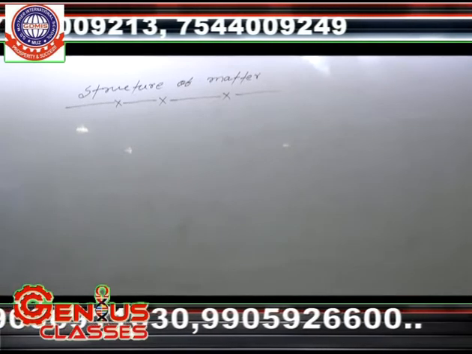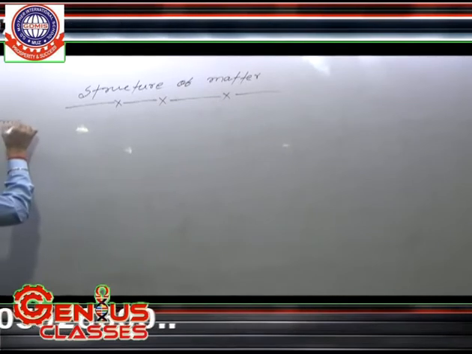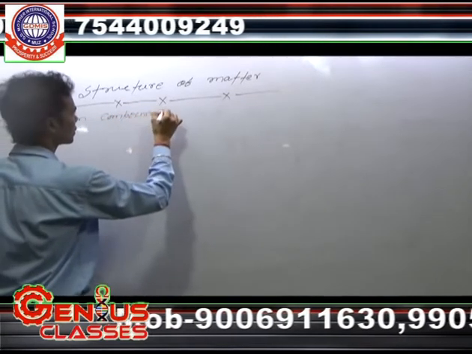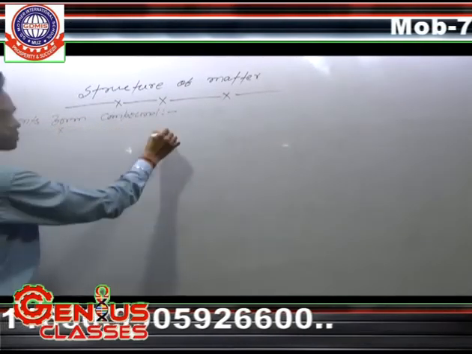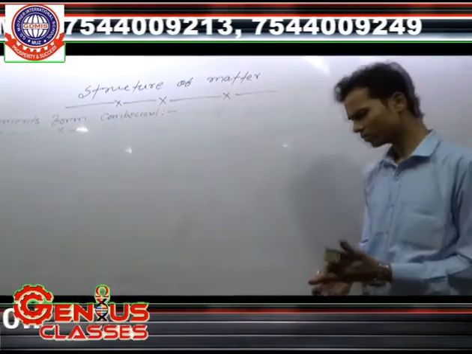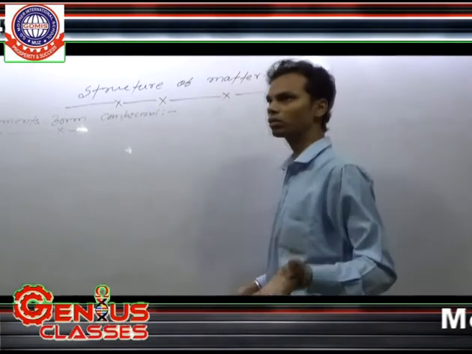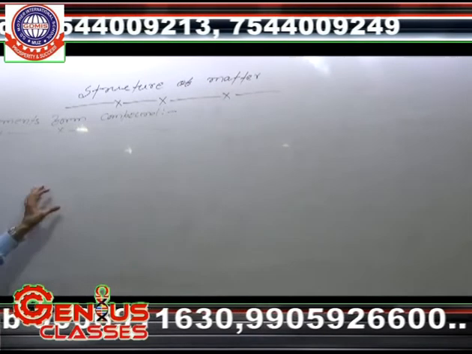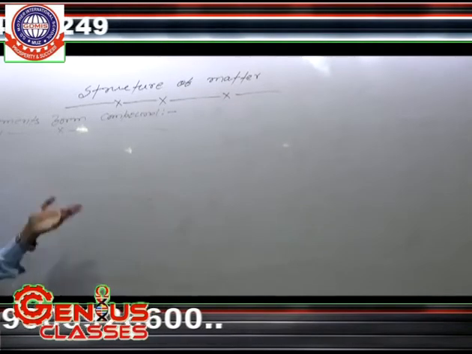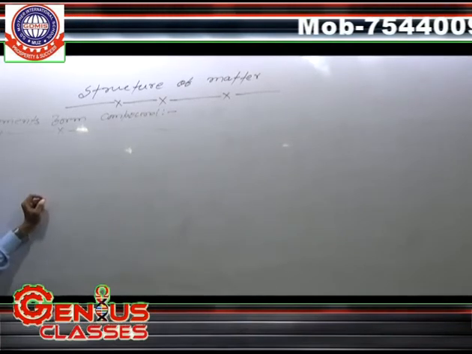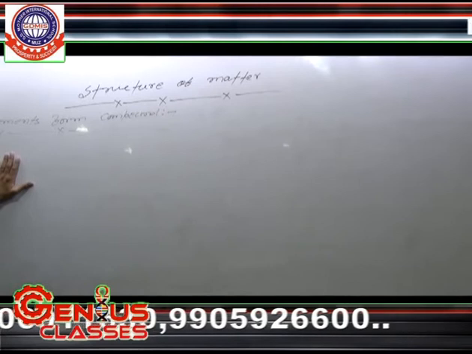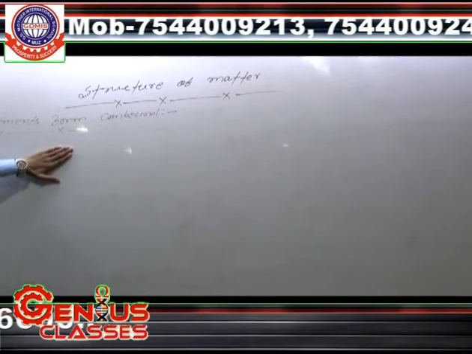Our next topic is how elements form compound. Think about the letters of alphabet. We know that there are 26 letters of alphabet, and these 26 letters join, combine and form millions of words, thousands of words. In the same way, these elements combine chemically to form millions of compounds.